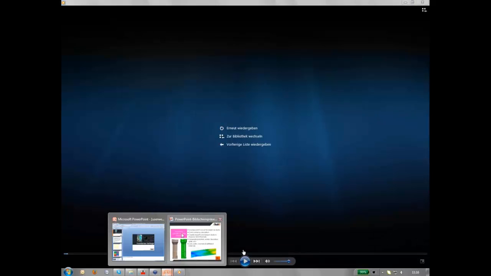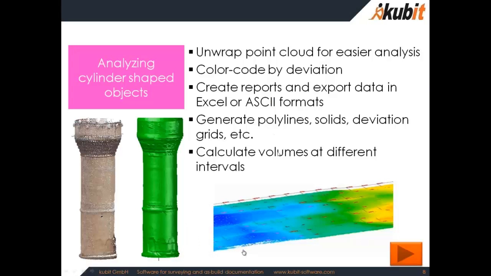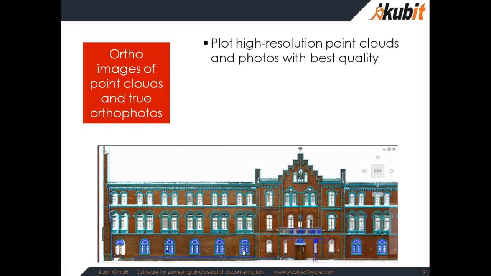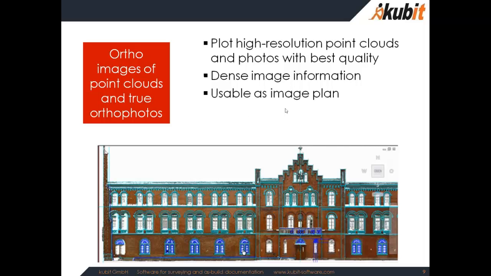Okay, let me jump back into my presentation to show you a few more features of PointSense Heritage. There's a possibility to create ortho images and true ortho photos. You can use them to plot high resolution point clouds and photographs in best quality. You can use the photographs in addition to the point cloud in order to get more dense image information.